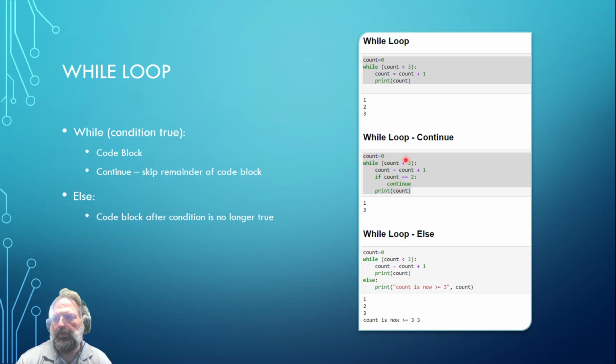So in this example of continue, while count is less than 3, and if you hit it to where it's equal to 2, it goes back up and avoids this print statement. So you'll see 1 and 3.